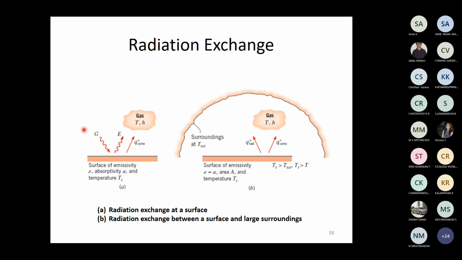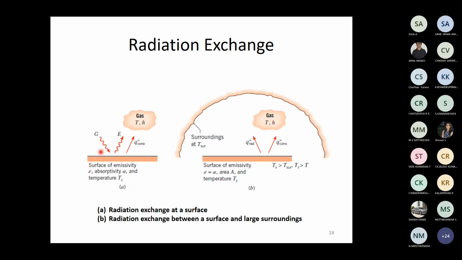So for this surface, the modes of heat transfer will be, you see, this surface is receiving heat from the surroundings. So this is G, represented by G. This wavy arrow is used to represent the radiation heat radiation. So G is called the irradiation. It is the radiation received by the surface, and E is the emitted radiation by the surface. This emitted radiation is because of the temperature of the surface and also because of the emissivity of the surface.